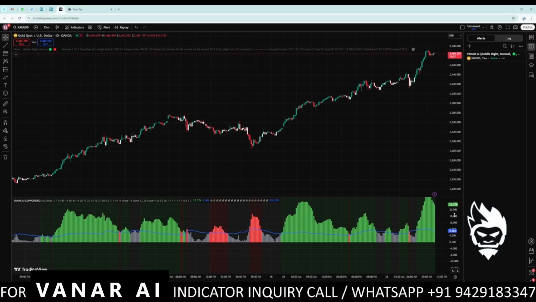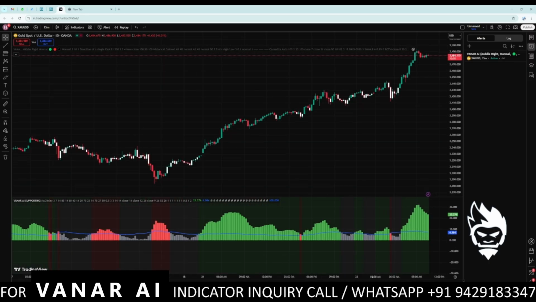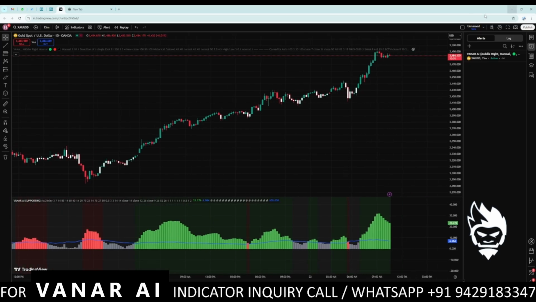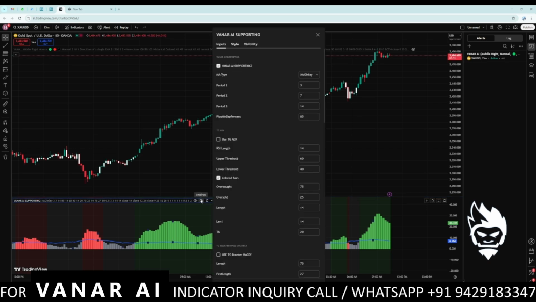Once I zoom in and widen like this, it will show up on the chart. Whenever you do this, make sure you save it over here above. Once you save, it will show the default whenever you reopen the chart. Now let's go to the settings part for this supporting indicator.